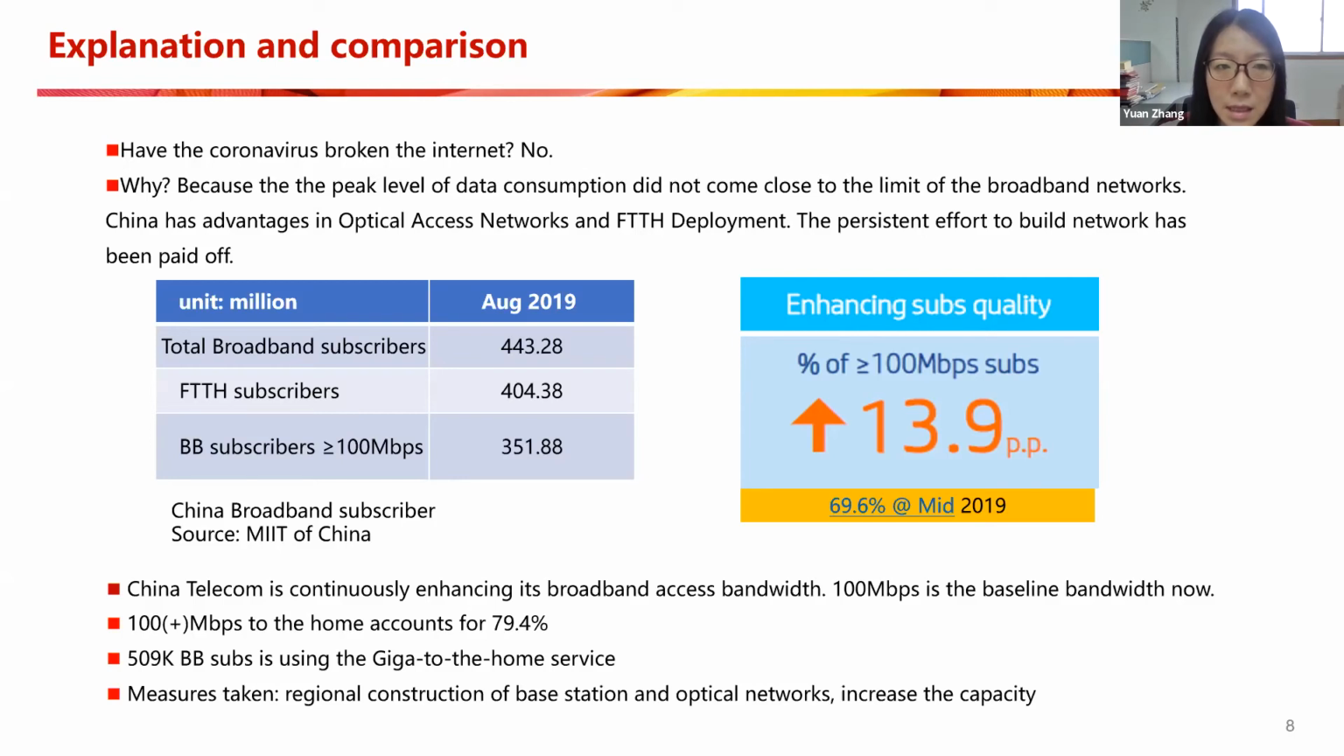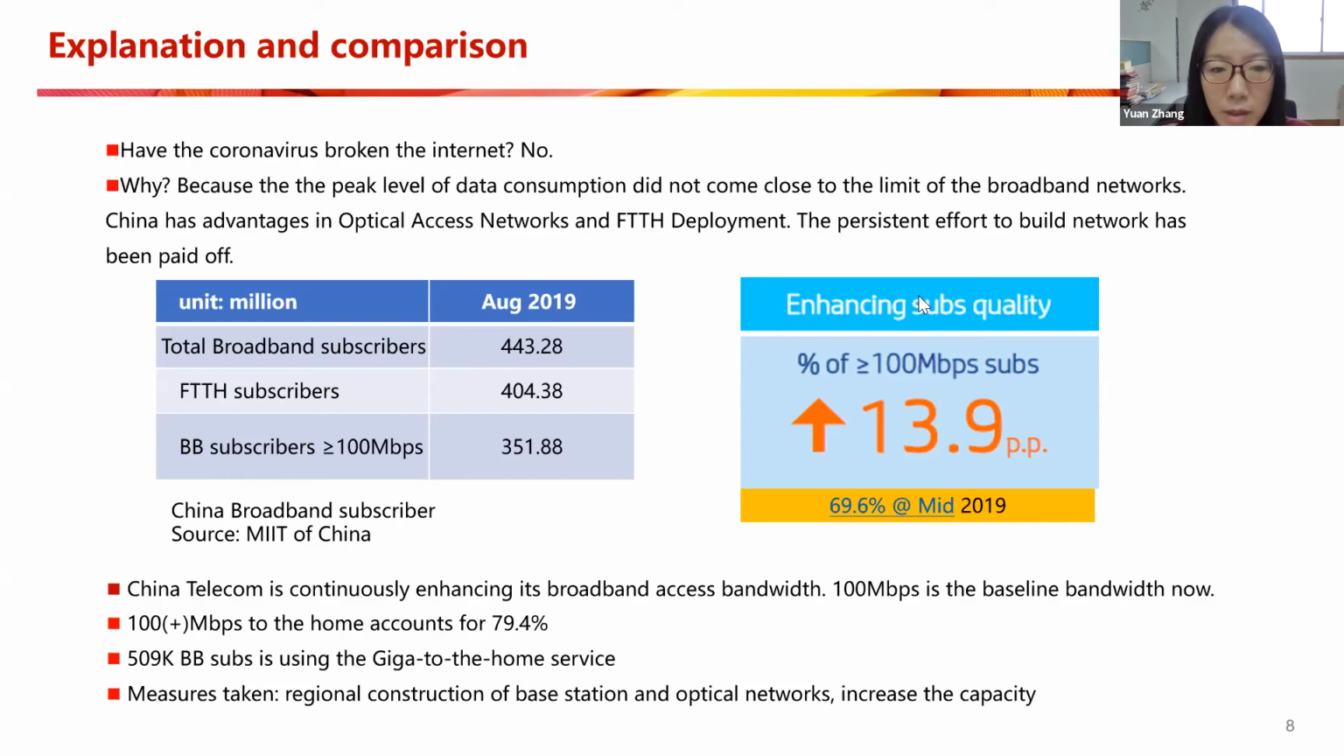So what does this say? It means that the peak level of data consumption did not come close to the limit of the broadband network. So we have advantages in optical access networks and fiber to home deployment. The persistent effort to build the network has paid off. China Telecom is continuously enhancing our broadband access bandwidth. 100 megabit per second is the baseline bandwidth now, and the bandwidth of more than 100 to the home accounts for about 80%.